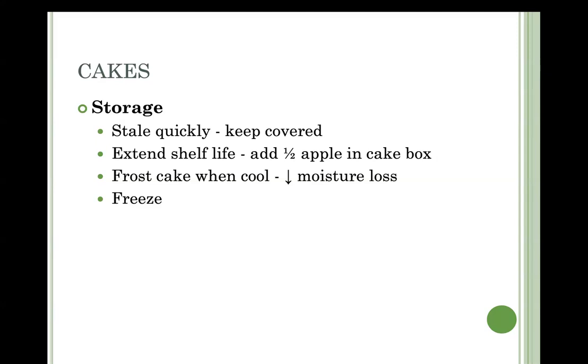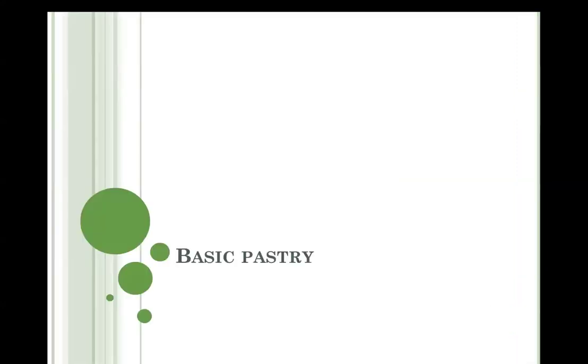When you're frosting your cakes, you want to make sure that they are completely cooled before you add frosting. Why? Heat will melt your frosting, so you're going to have less moisture loss. You're going to make sure that the cake doesn't fall apart on you. So frost your cakes after they are cooled 100%. And if you want to, you can freeze your cakes. To bring them back to room temperature or thaw them out, you just keep them on the counter. You don't have to put them in the refrigerator.